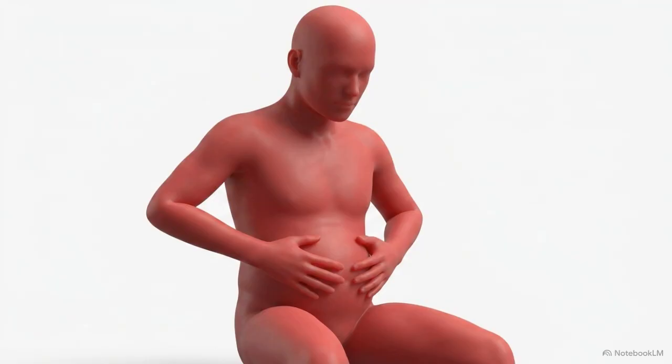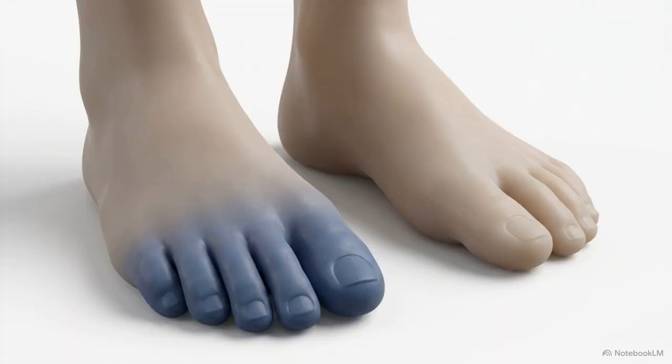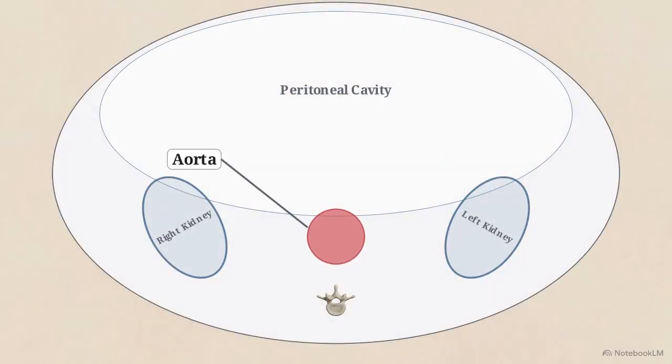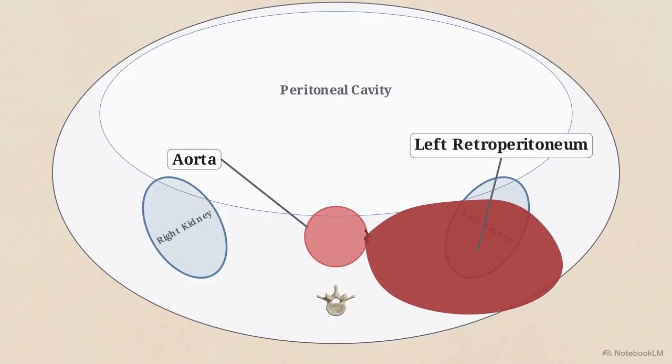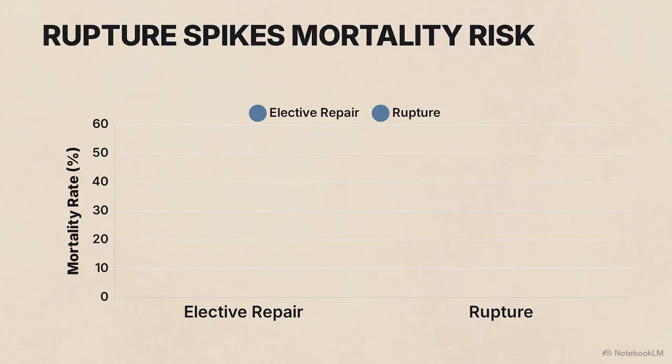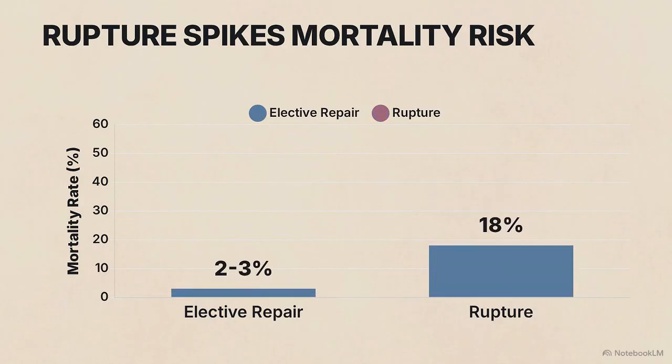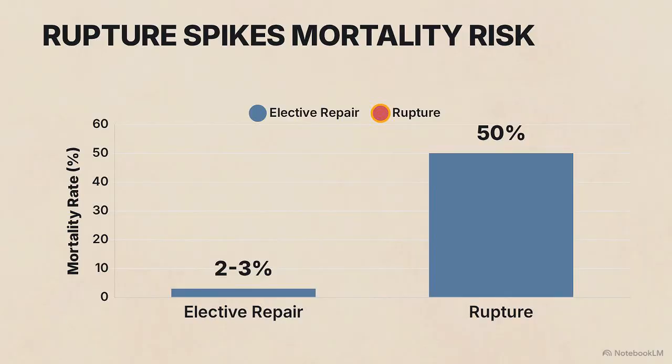A patient might harbor a silent, asymptomatic mass, or report a distinct pulsatile sensation in the abdomen, or present with blue toe syndrome as thrombotic debris breaks loose and embolizes into the distal capillaries. Rupture alters the statistics immediately. An AAA typically breaches into the left retroperitoneum. When this happens, the manageable 2 to 3% mortality rate of an elective repair immediately spikes to 50%.